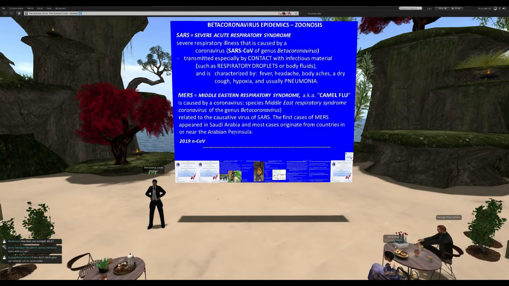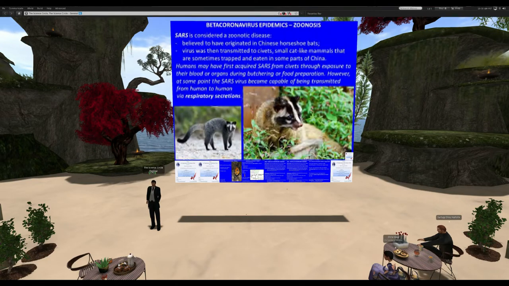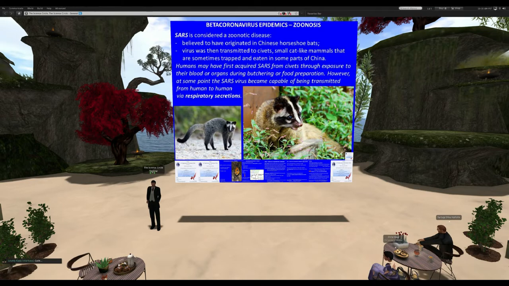MERS, by the way, is in camels, and the SARS came from civet cats, masked palm civets in Southeast Asia. They look like this, and I don't think I'd try to pet it. You'd lose a finger or two. But they're omnivores, and I expect they ate bats when they can get them.